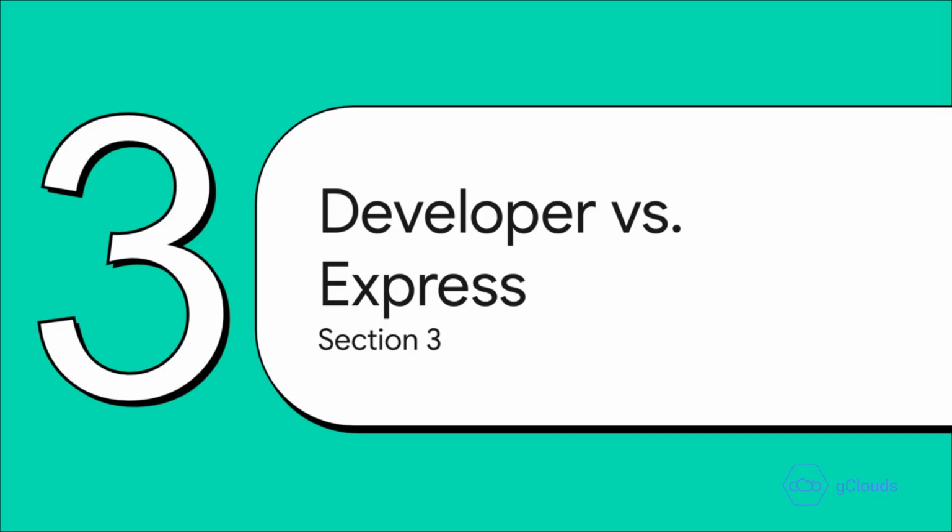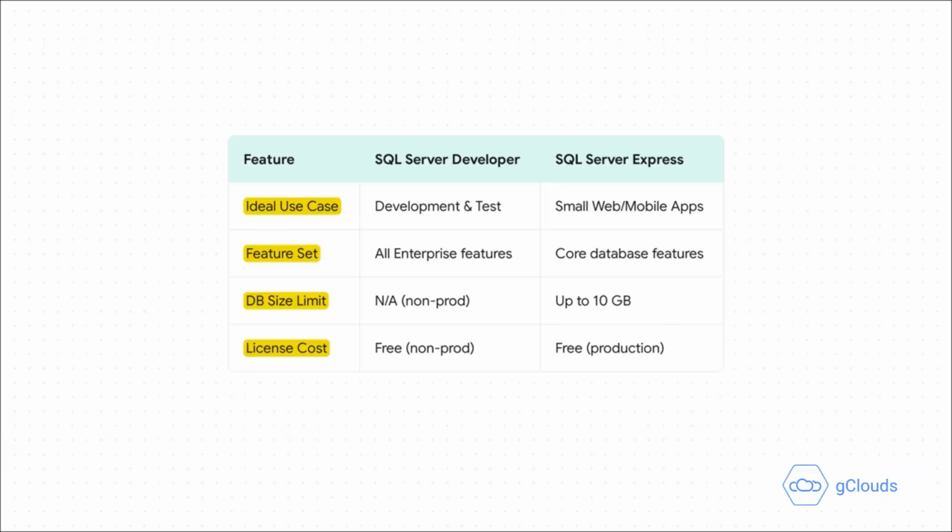Okay, so license-free sounds amazing, I get it. But which version should you actually use? Let's break down the two main choices you have, Developer and Express. This table lays it out perfectly. Think of SQL Server Developer on the left as your fully loaded workshop. It gives you every single feature of the top-of-the-line Enterprise Edition for free as long as you're just using it for development and testing. Then on the right, you have SQL Server Express.